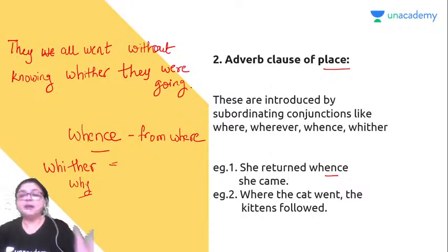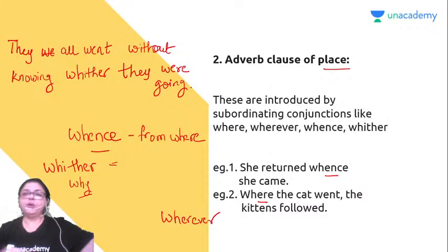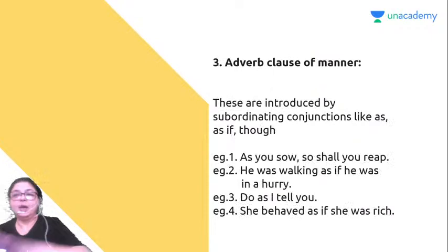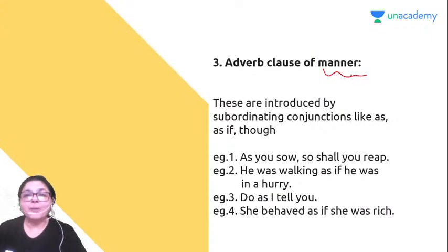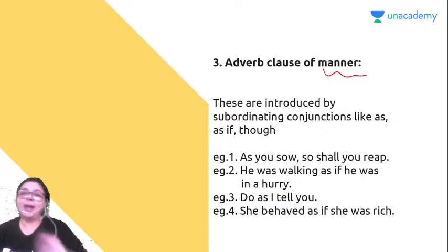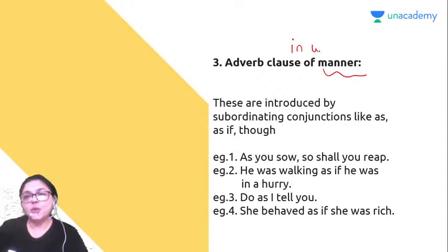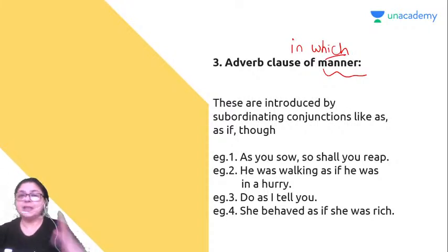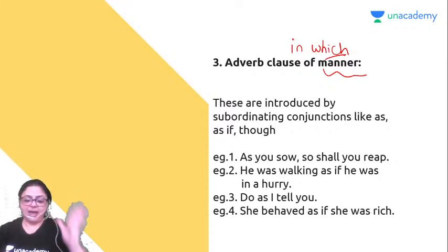Where the cat went, the kittens followed. Wherever the cat went, the kittens followed behind her. So this is the place where. Now, we have the adverb clause for manner. How, in which way. Manner means in which way or how. These are introduced by subordinating conjunctions like as, as if, and though.